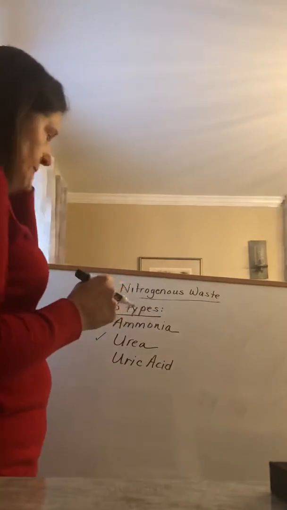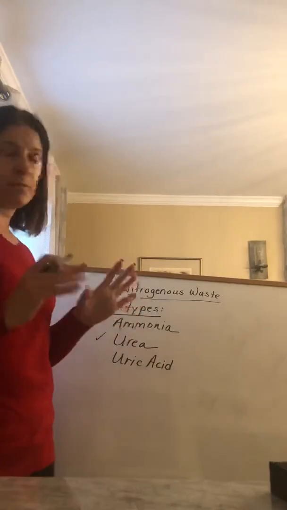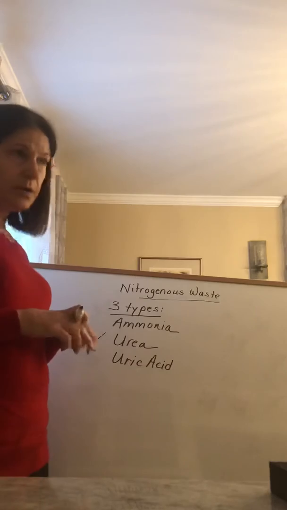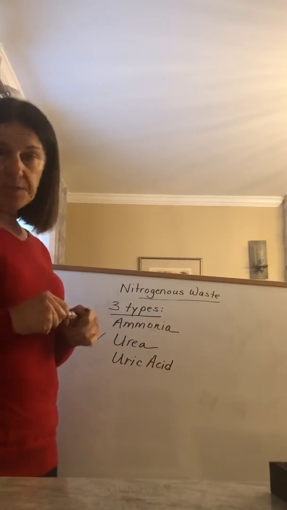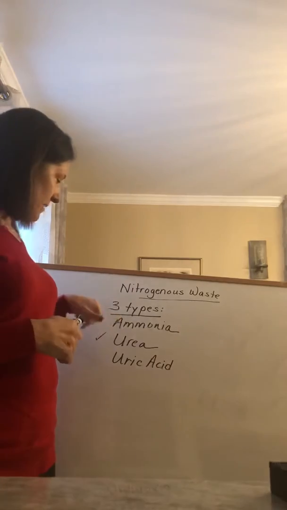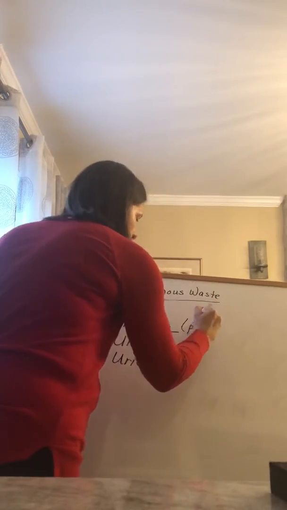We think about these almost like a cost-benefit analysis. Ammonia, from a cost perspective, is cheap. It doesn't cost a lot of energy to produce ammonia, but ammonia's pH is about 12.